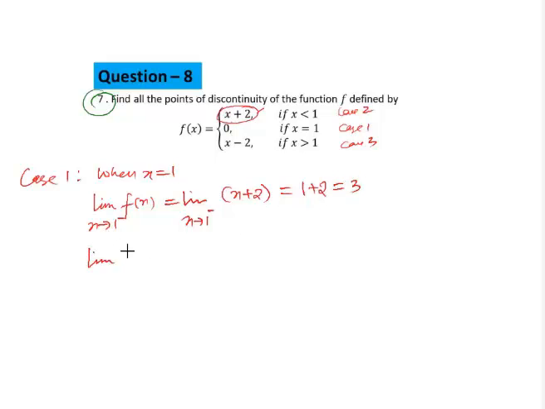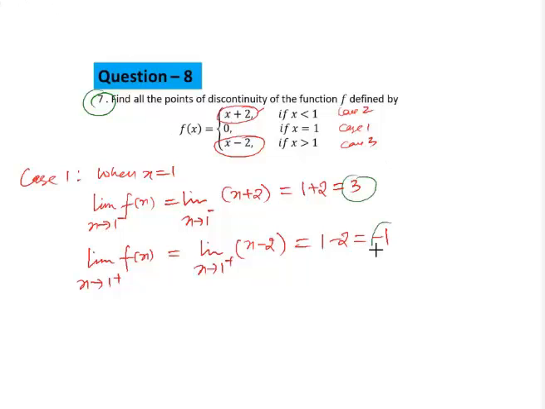Next, the limit of f of x when x is very close to 1 from the right. That means x is slightly greater than 1, so we have to take this value. Limit as x is approaching 1 from the right, so x minus 2, right? For the right hand limit we need to take this, and then we take the x value as 1. 1 minus 2 equals negative 1. So here we can see that the left hand limit is not equal to the right hand limit.